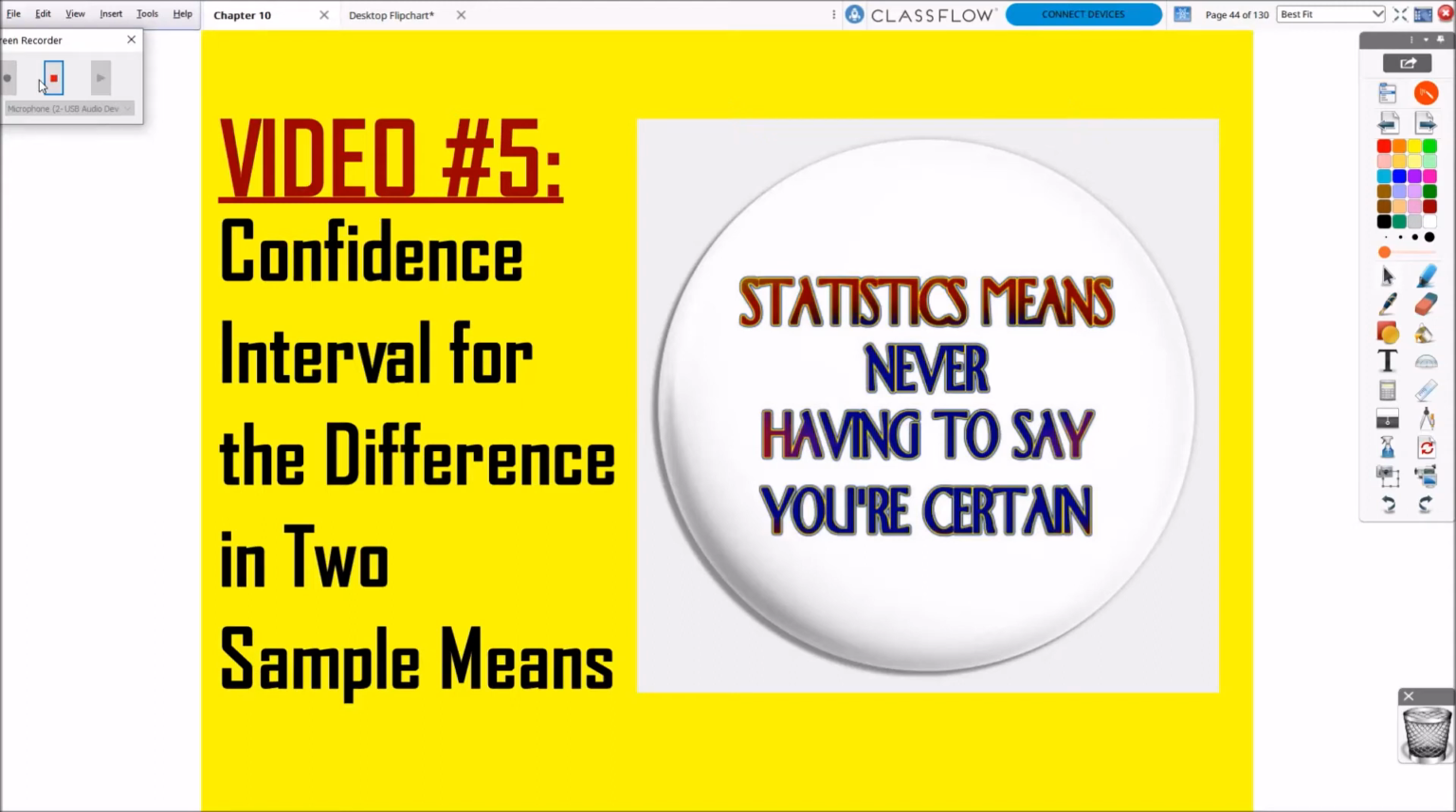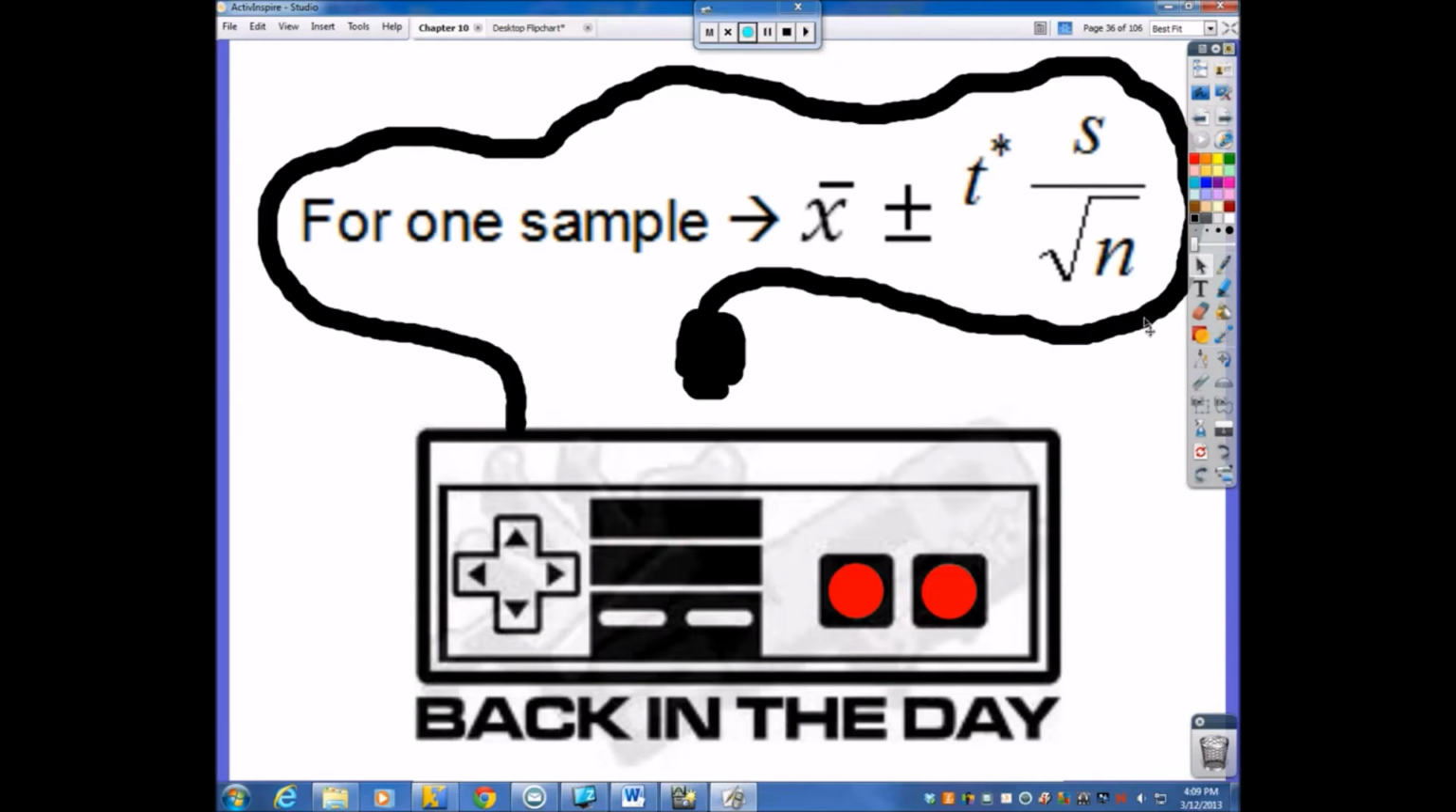Video number 5 of our chapter, we're going to discuss confidence intervals for the difference in two sample means. Now, back in the day, this is the way that we would do a confidence interval for one mean. We would take our sample mean, that would be our point estimate, and we would add and subtract a certain margin of error. So we dealt with t-scores because typically we did not know what the population standard deviation sigma was. So we replaced it with s in this case.